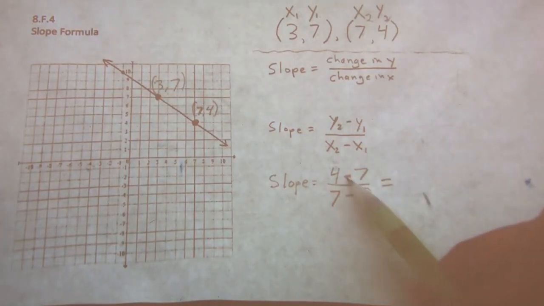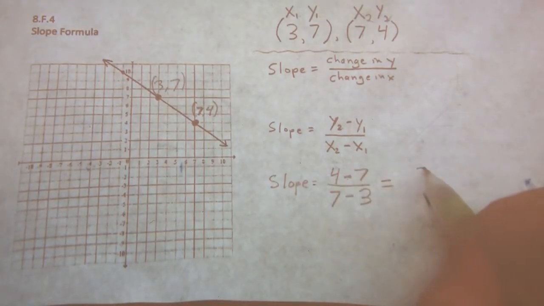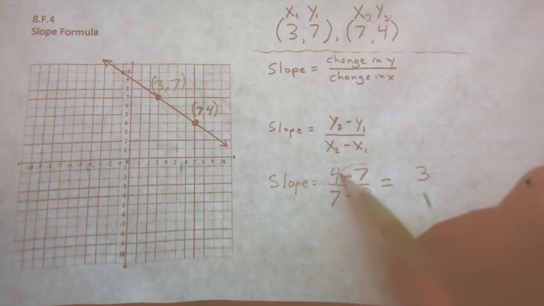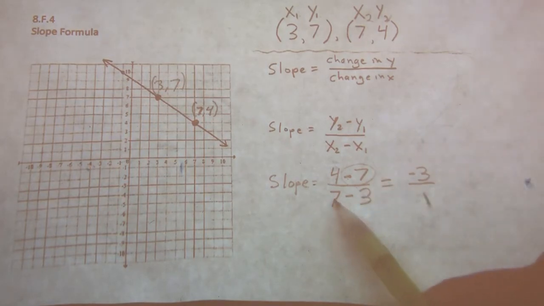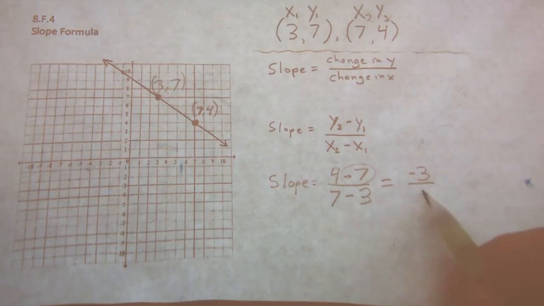So 4 minus 7, those have different signs, so I subtract, and I use the sign of the number with the greatest absolute value, which is negative there, so this will be negative 3. And here I have 7 minus 3, which is 4. So I have negative 3/4, and that's the slope of my line.